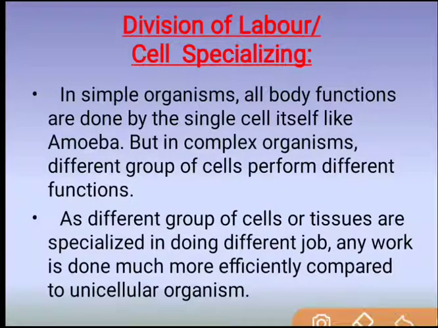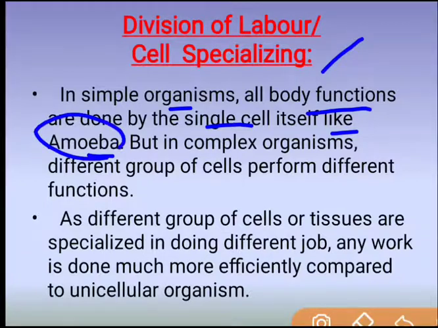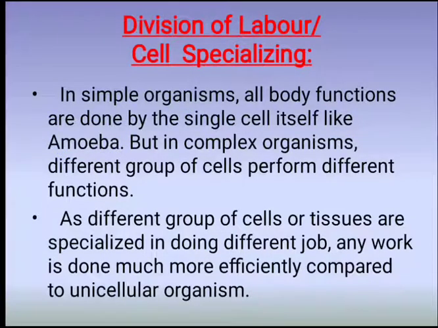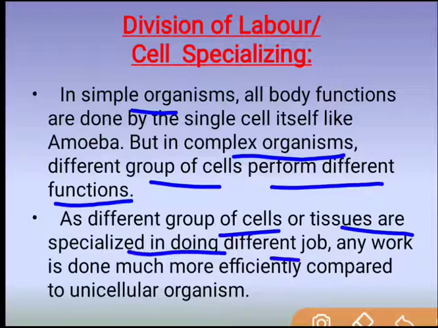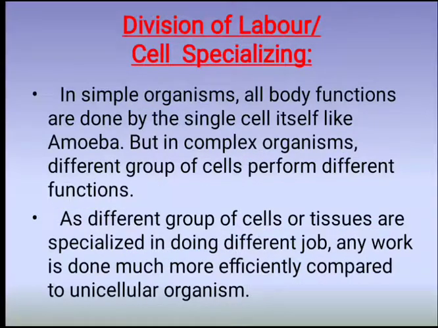Now, there is division of labor and cell specialization. What is the meaning of this? As you know, in simple organisms all body functions are done by a single cell itself, like amoeba. Amoeba is a unicellular organism, so all the functions in amoeba are done by only the single cell. But in complex organisms, different groups of cells perform different functions. As different groups of cells or tissues are specialized in doing different jobs, any work is done much more efficiently compared to unicellular organisms.